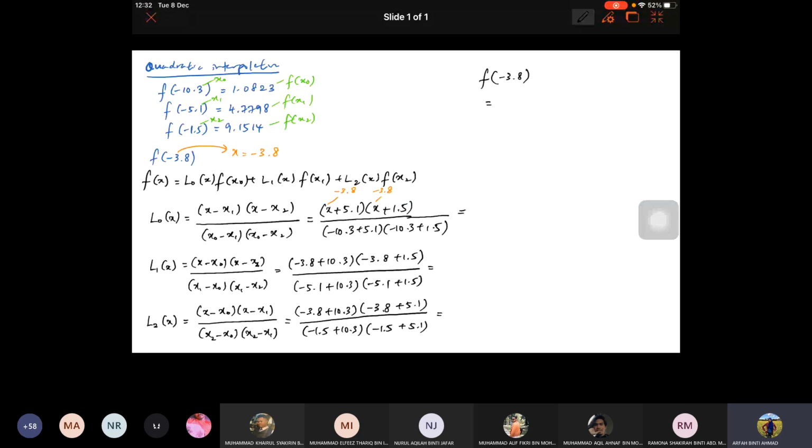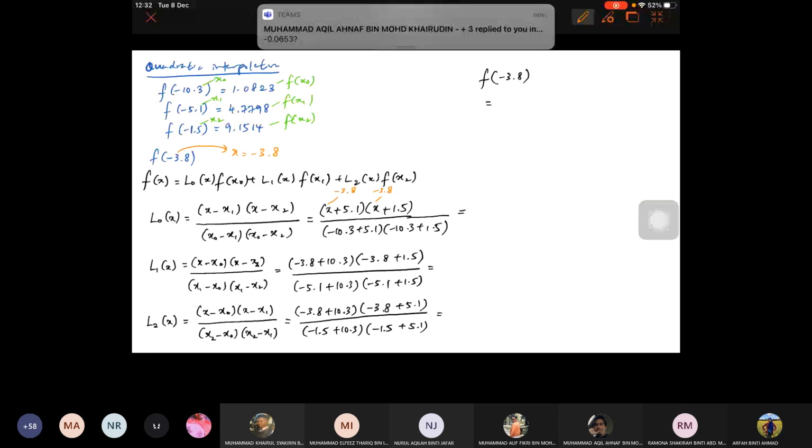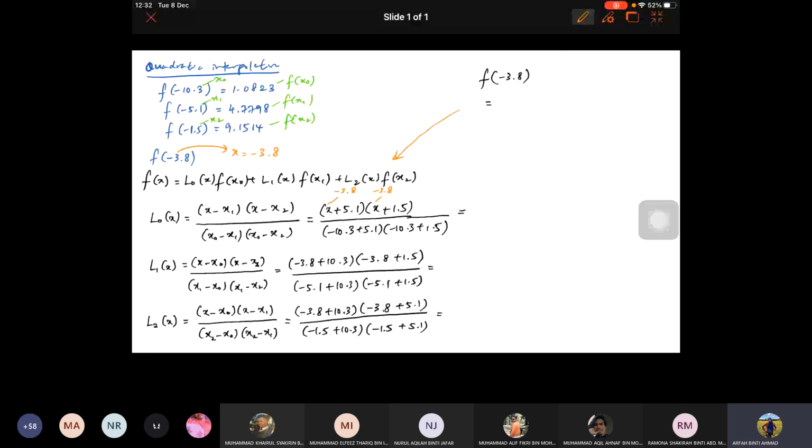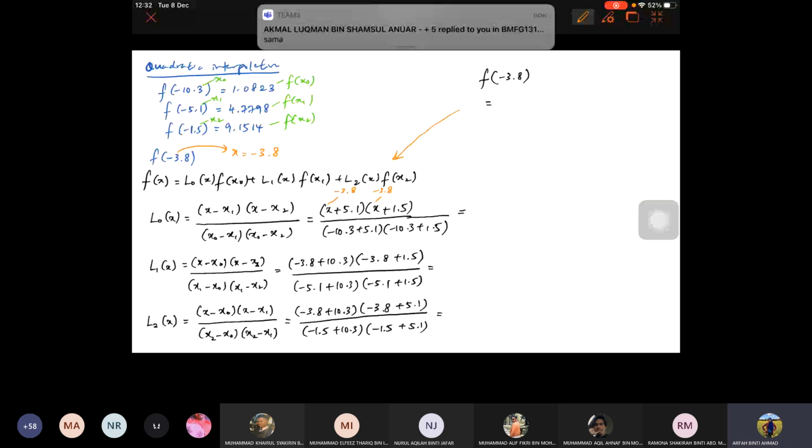So cuba awak kira and then masukkan dalam this formula. Okay. Substitute all the value that you get in this formula. Then apa sahaja dia dapat jawapan beza-beza ni. Yang lain-lain negatif 0 point. Alfiah dapat sama. Ramona ada Ramona. Sama. Okay, so betul lah tu kalau ni.